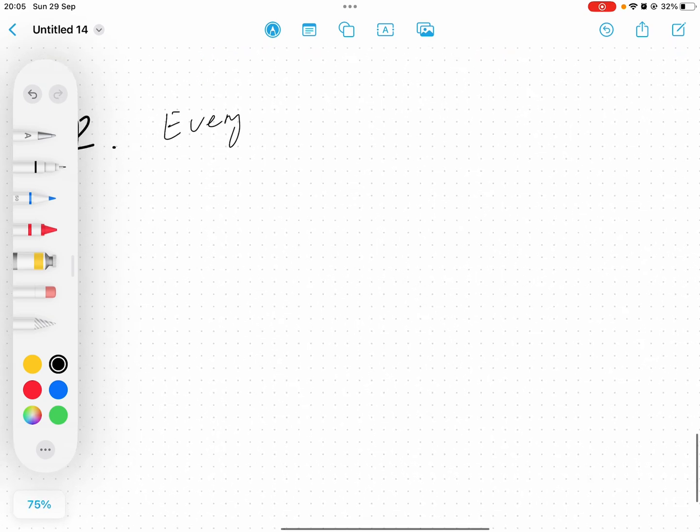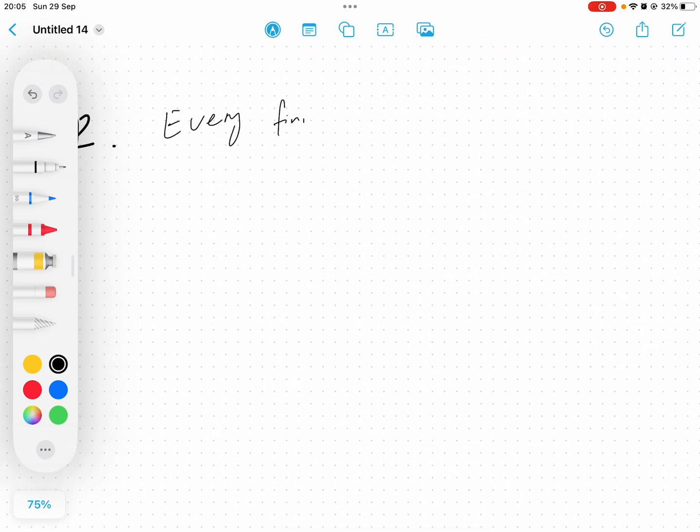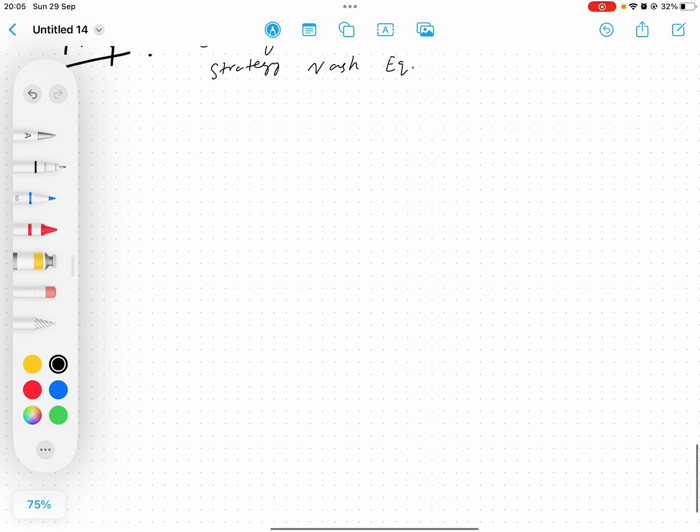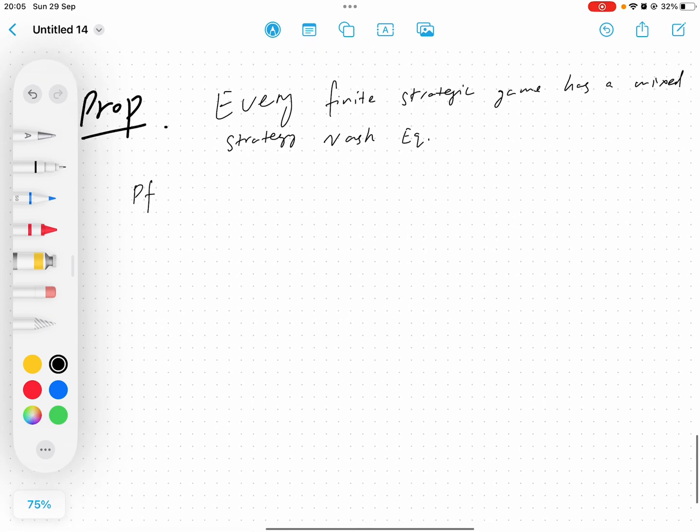So every finite strategic game has a mixed strategy Nash equilibrium, okay, in short. Now let's rigorously prove that.